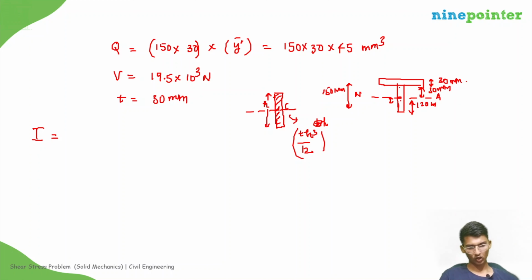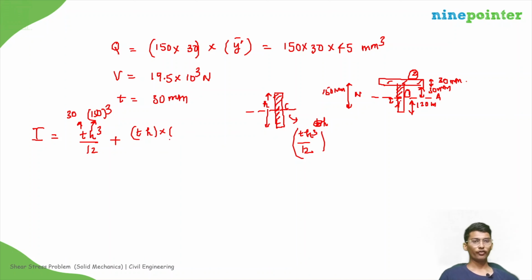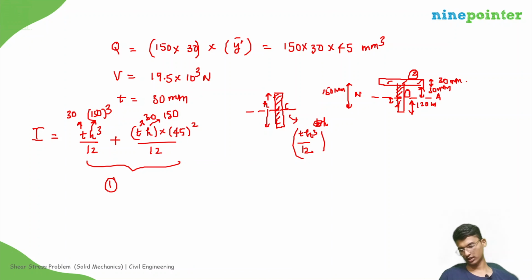So because of that, this is 1 and this is 2. For section 1, that will be t h cube by 12, that means 30 into 150 whole cube divided by 12, plus area, t into h, into d square, where d is 120 minus 75, that will be 45. So 45 square, with 30 and 150. This is for section 1, and we need to calculate for section 2 as well.